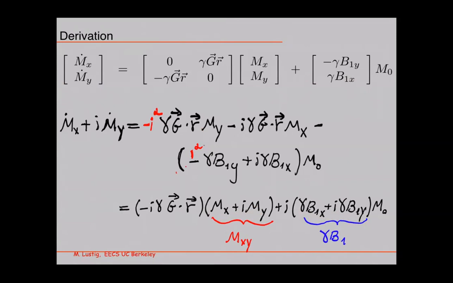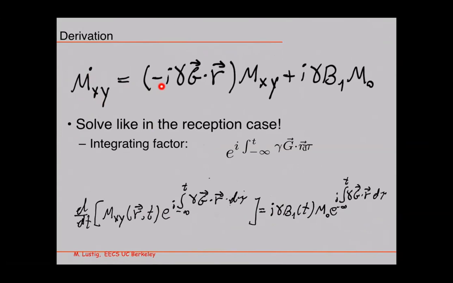Mxy dot will be equal to minus i gamma G dot r times Mxy plus i gamma B1 times M0. That's what it would end up being. This is not too hard to go through, and feel free to go through it at home. So this is our dynamic equation: Mxy dot equals, again, negative i gamma G dot r times Mxy plus i gamma B1 times M0.